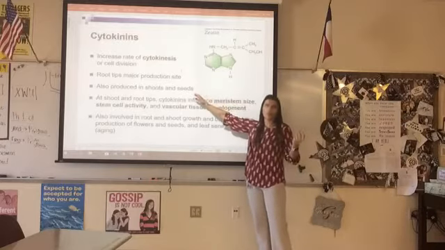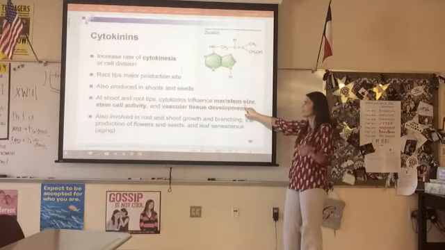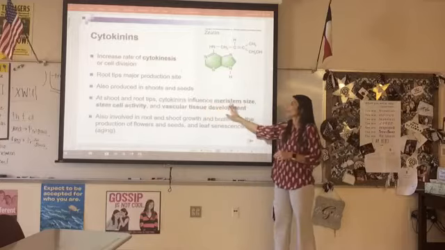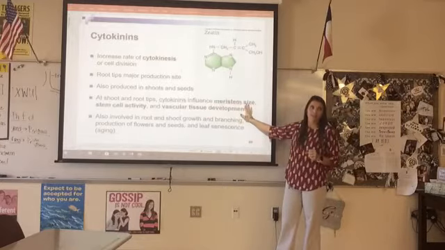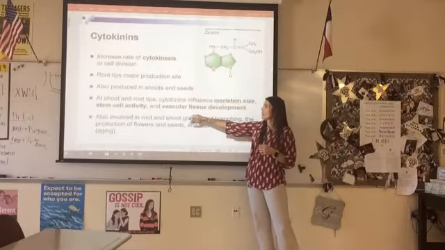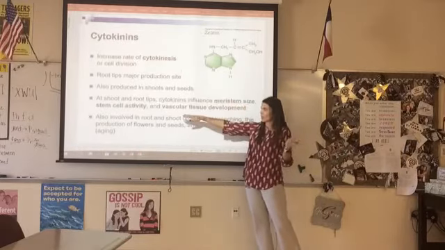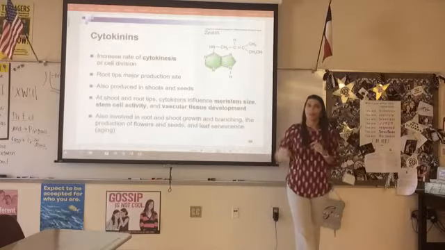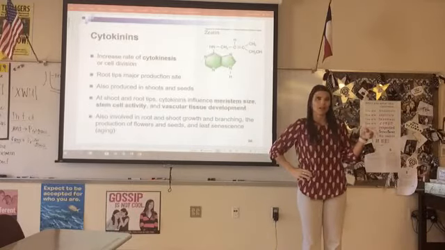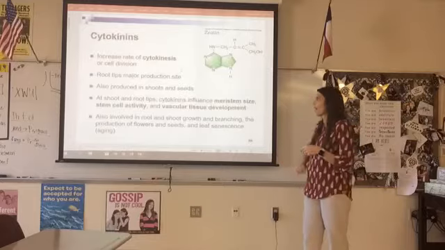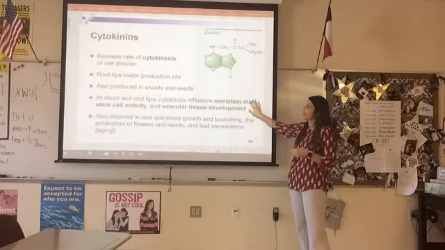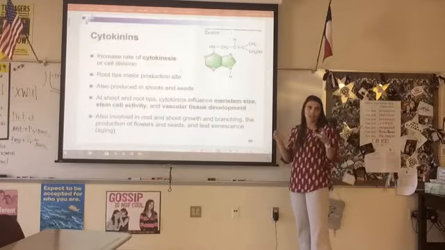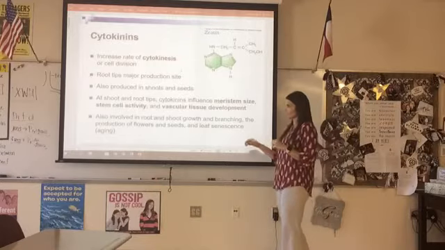It mentions that the root tips are a major production site. It's also produced in shoots and seeds, which makes sense. But here's this. Cytokinins influence meristem size. So the amount of meristem that's in that plant, stem cell activity. So remember, stem cells are meristem. And vascular tissue development. You saw the exact same thing with auxin. So there was some overlap there. I intentionally bolded this so that you could see, hey, these are the big deals.